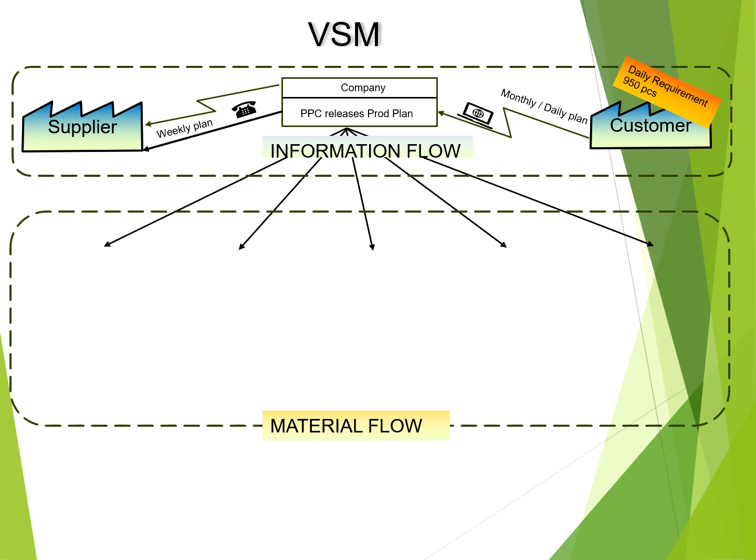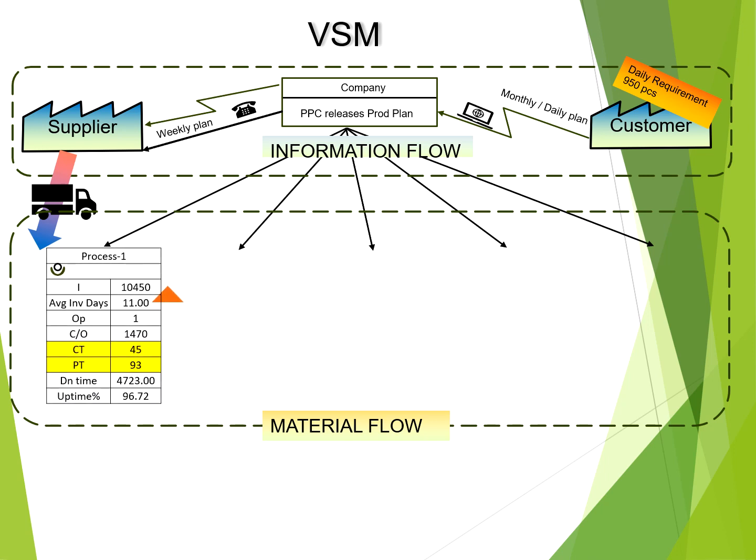Next is the material flow, where first the material is coming from the supplier. This will come for process number 1 first. This is process 1. Now be careful here. This is the average weekly inventory 10450. When we are calculating the average inventory days, we shall be dividing the weekly average inventory by the daily requirement. So if we divide 10450 by 950, we will get around 11.